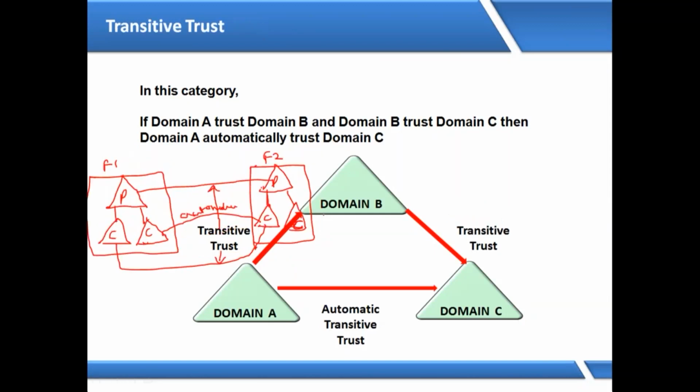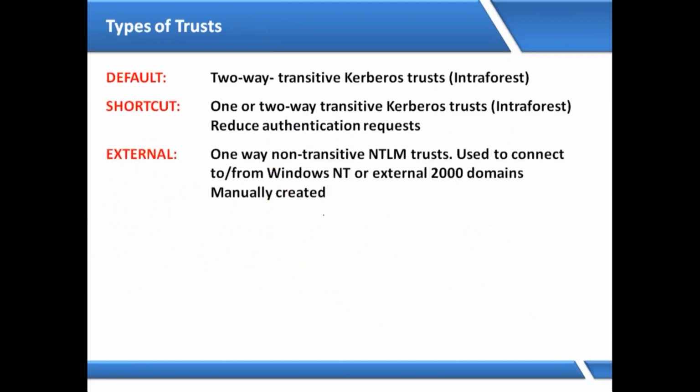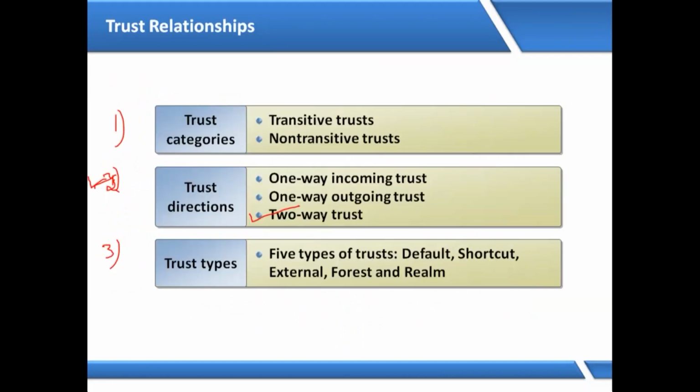Which one is best? So when you are now creating the trust, which one do you have to create? Now, as per the category, transitive trust you have to create or non-transitive? Transitive. Otherwise, how many child domains are there? That many you have to create.